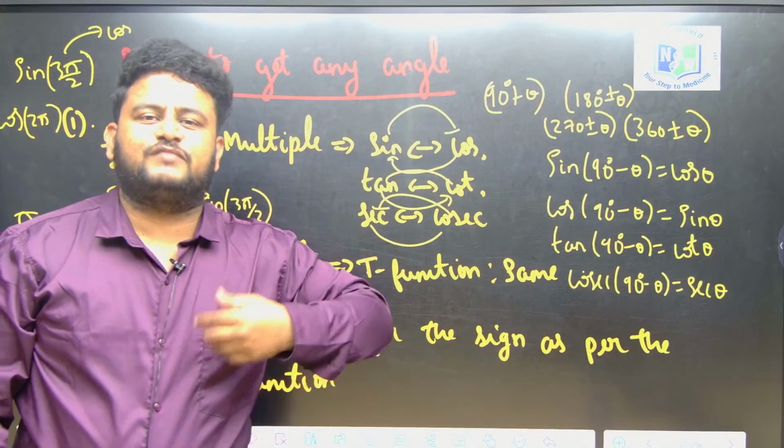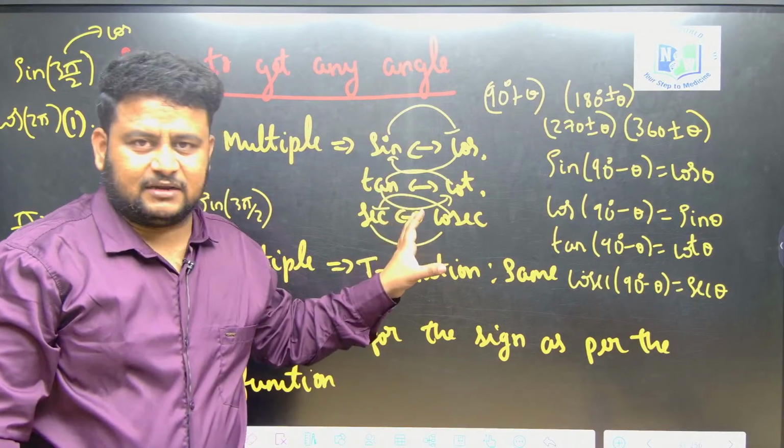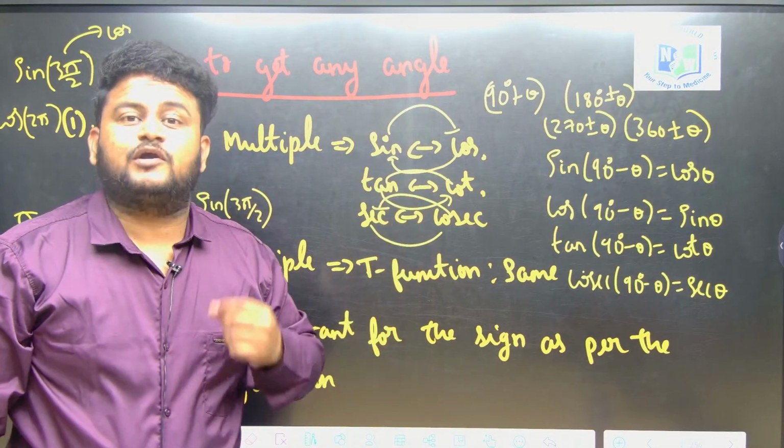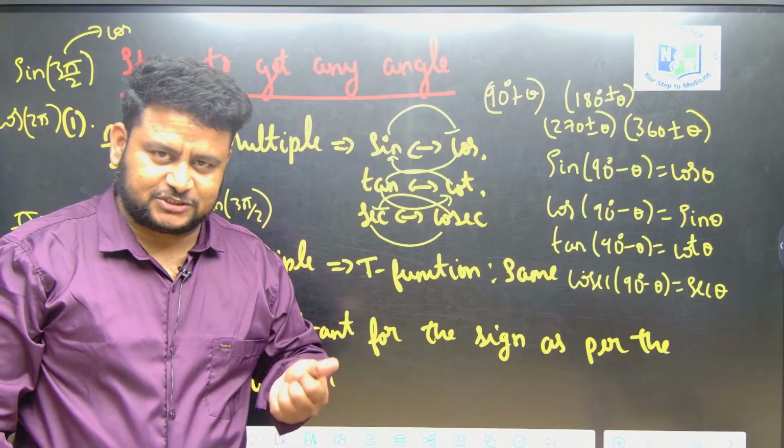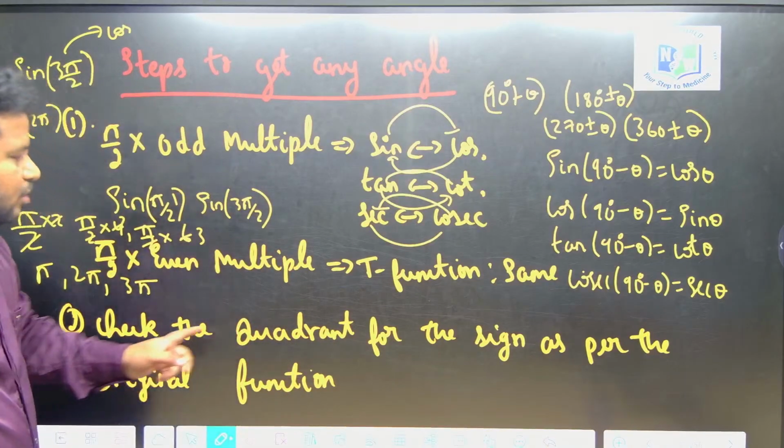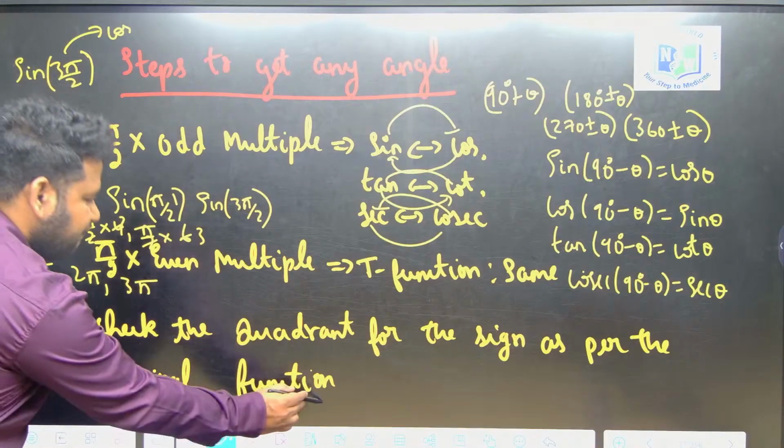Now, what is the value of the function? You will get it by this. But what about the sign, whether it is positive or negative? So check the quadrant for the sign as per the original function.